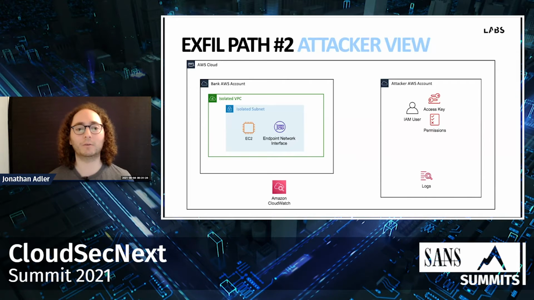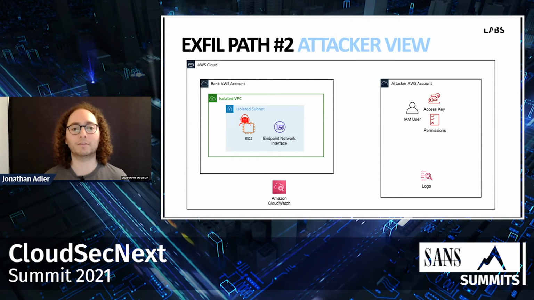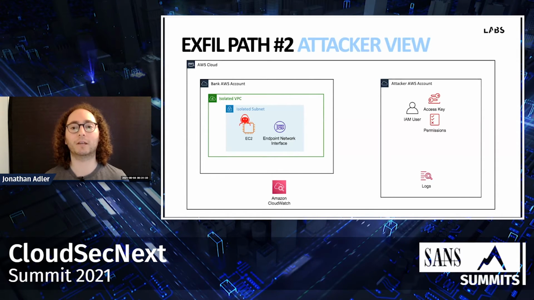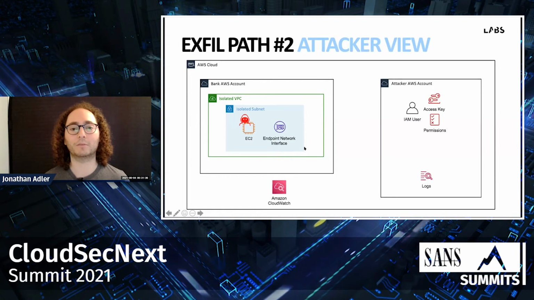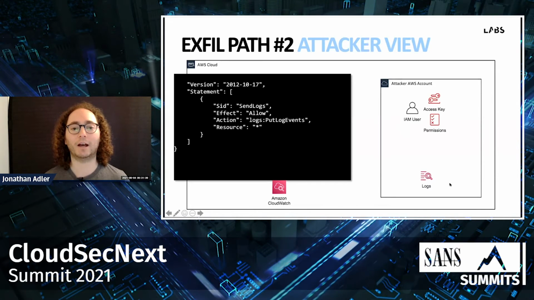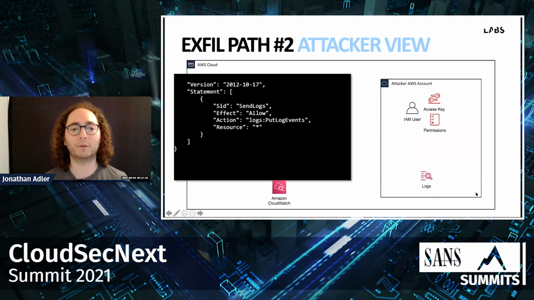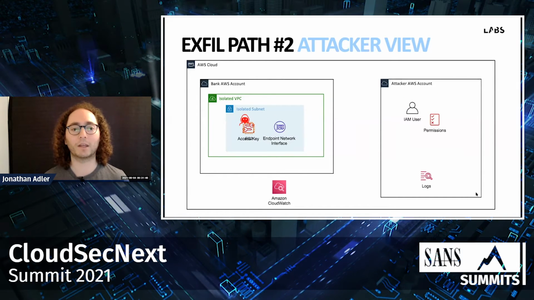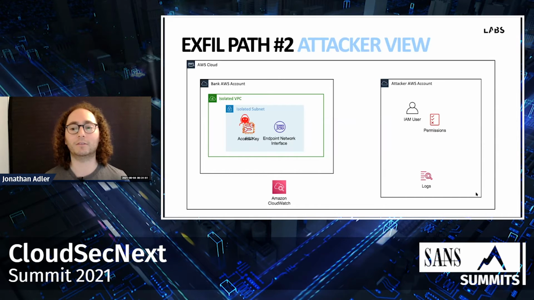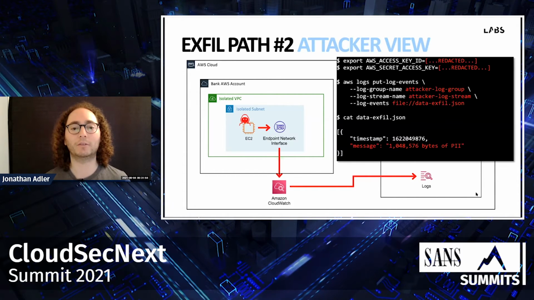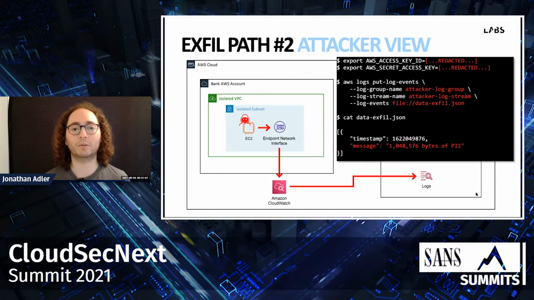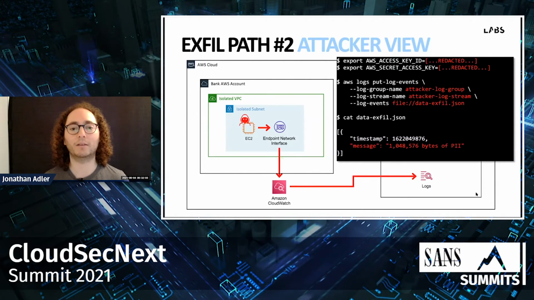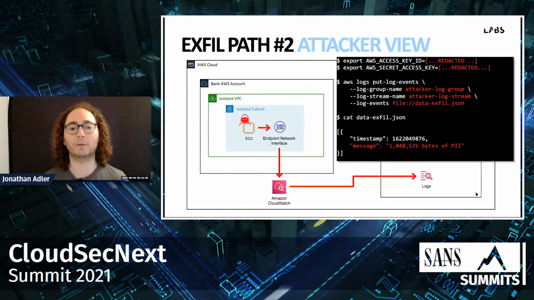Looking at the attacker view, again, we've compromised this EC2 instance, pivoting from on-prem. And the question is now, how do we leverage this misconfiguration to exfiltrate some data? So same as before, we create our IAM user with the permission to put log events into the attacker account's CloudWatch logs. We transfer those access keys to the EC2 instance. And then here we're using the AWS CLI again to put the log events into the attacker log group, into the attacker log stream with this bit of JSON, which is the data we want to exfiltrate.